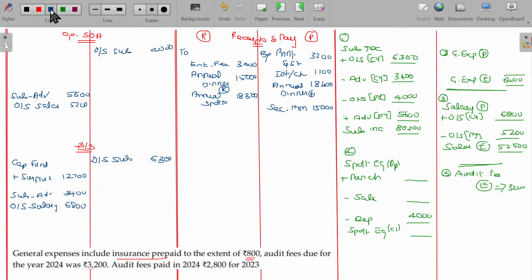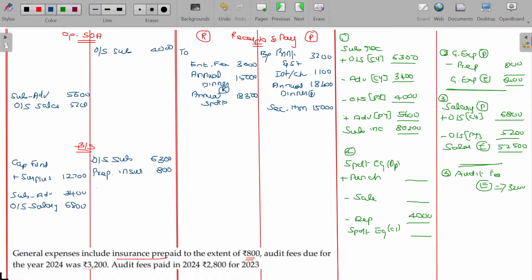Tell me here. General expenses include insurance prepaid to the extent of 800. Prepaid for the current year should be removed, right? General expenses minus prepaid, this value being 800. If you are paying in advance, then this will be your asset. So prepaid insurance, value being 800.